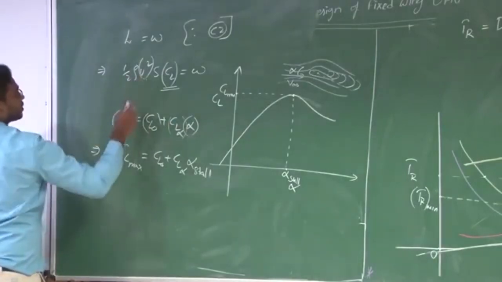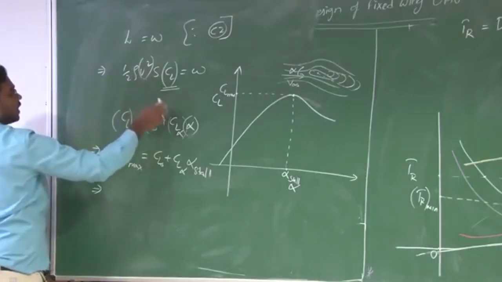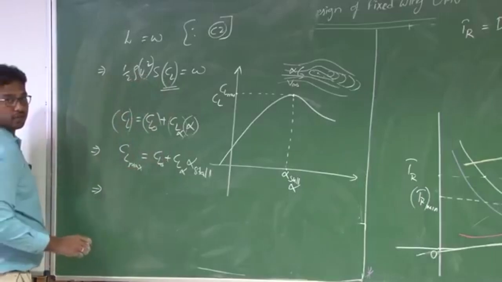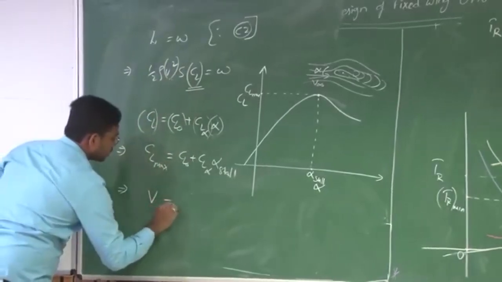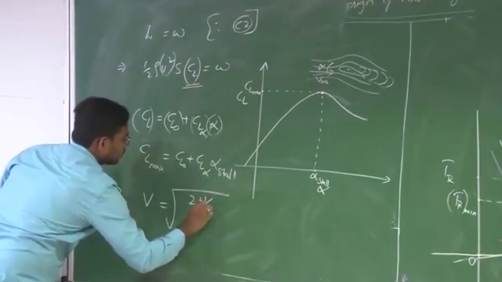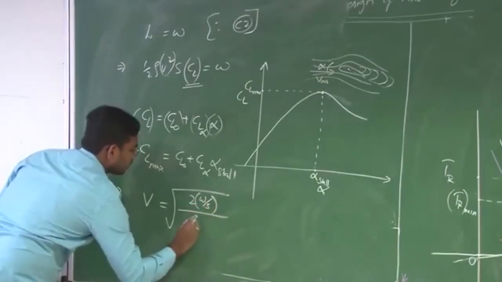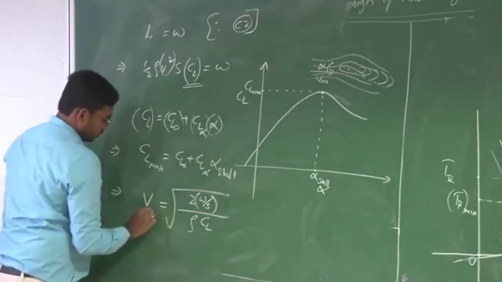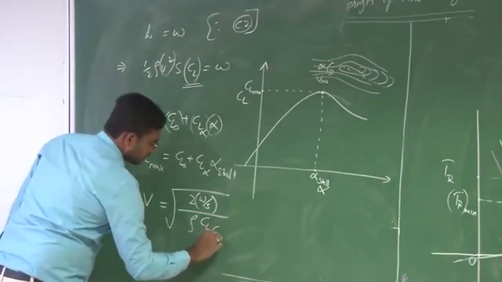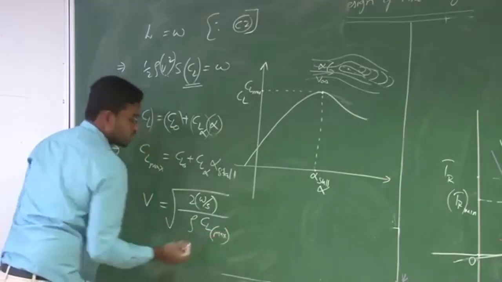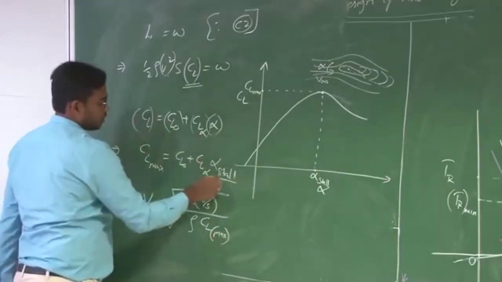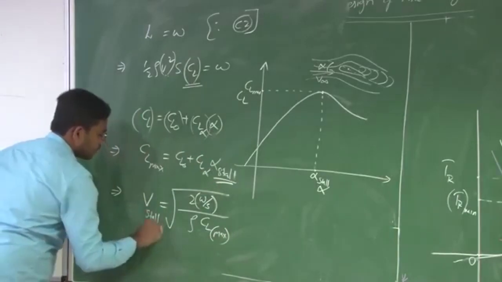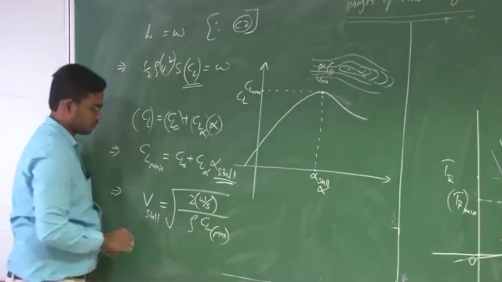So what you have here is the corresponding velocity at which CL is max, known as V star. V equals the square root of twice W by S, over rho into CL. Now, if this is your maximum CL, obtained at alpha stall, the corresponding velocity of flight is known as the stall velocity, right?